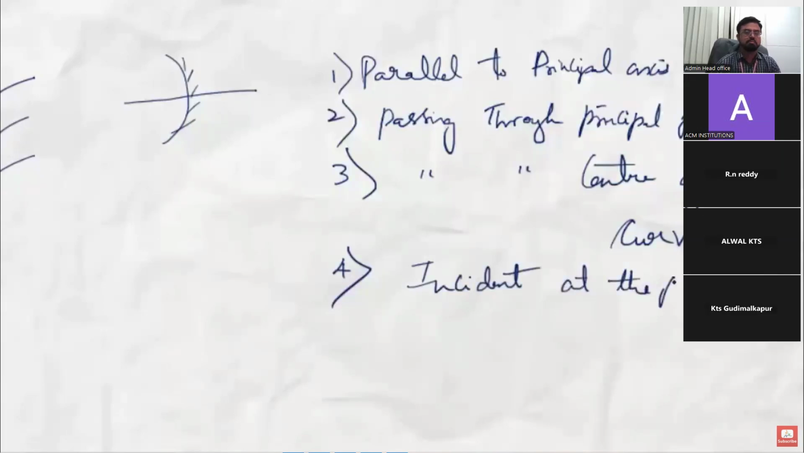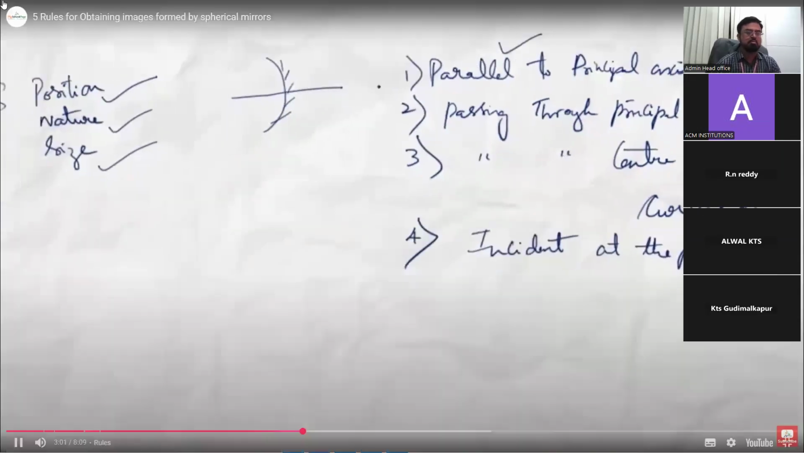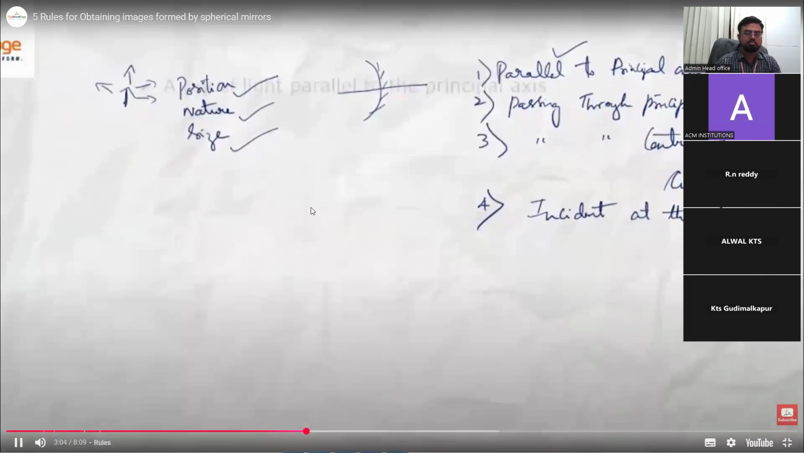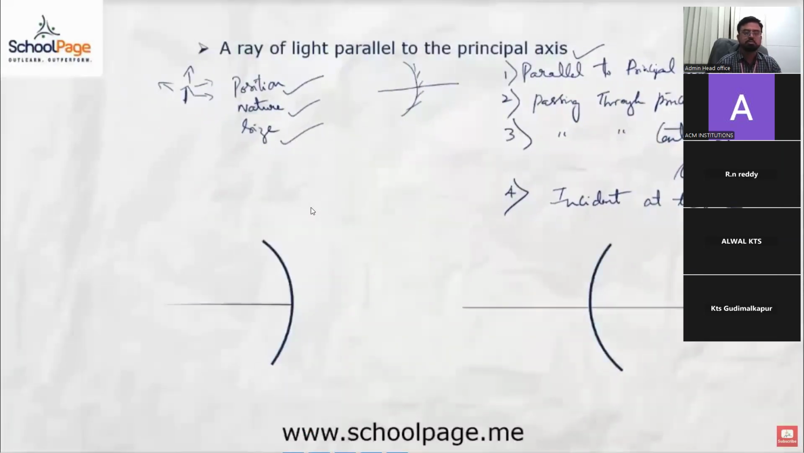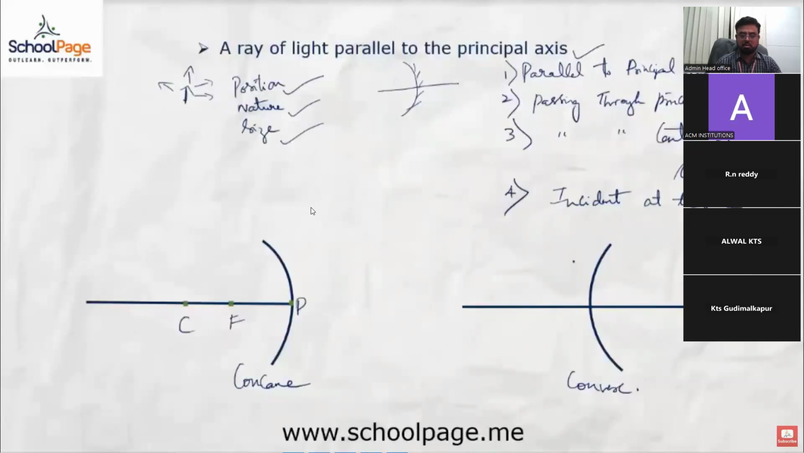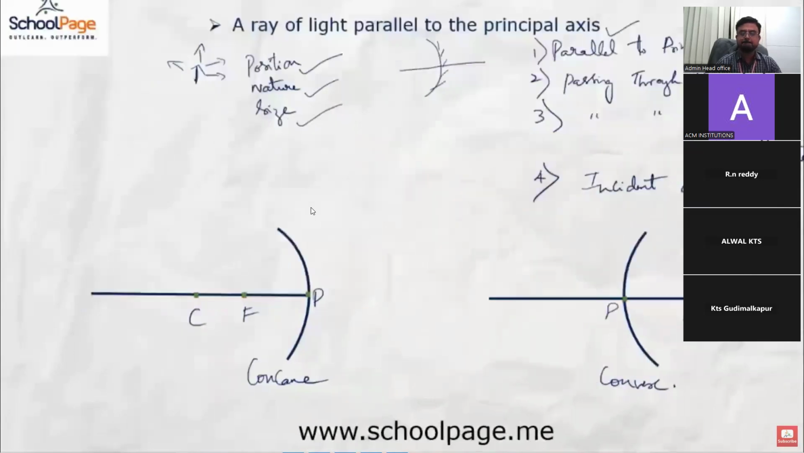So first let us consider the first case, when a ray of light is parallel to the principal axis. First of all, let us draw concave and convex mirror. This is the principal axis. So this is a concave and this is convex. This is the pole for a concave mirror. This is focus and center of curvature. Whereas for convex mirror, this is the pole, this is focus and this is center of curvature.